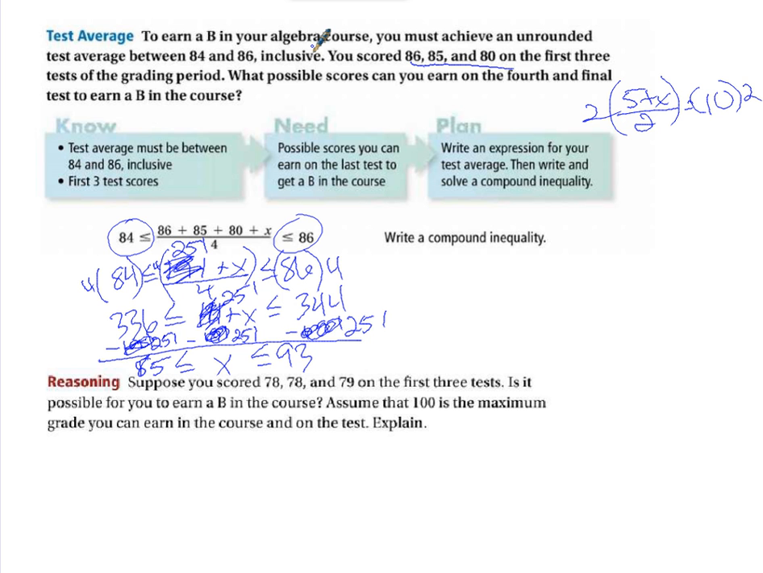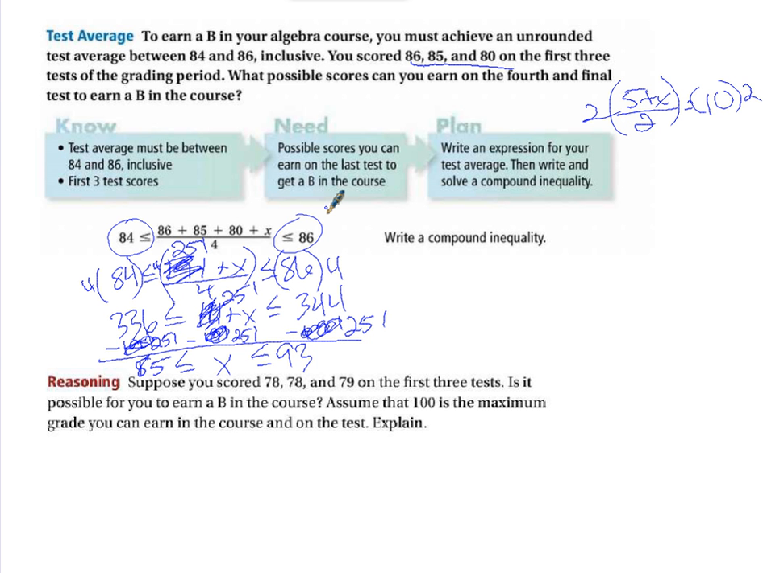All right, that's how you would do that problem. This type of problem shows up on ACT tests, just so you know. Exactly this sort of thing, where you're trying to find an overall average. So take a look at that last part down there. It says reasoning. Suppose you scored 78, 78, and 79 in the first 3 tests. Is it possible for you to earn a B in the course, assuming that 100 is the maximum score you can get on the test? What do you think? Is it possible that you can get a B?